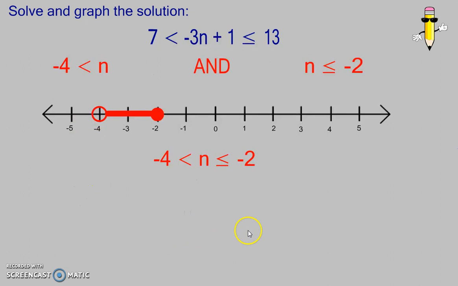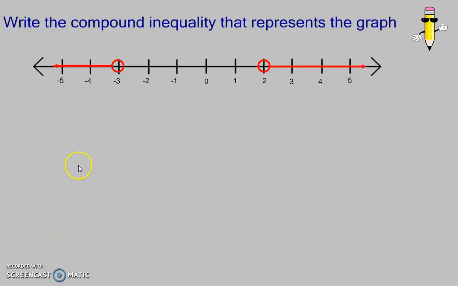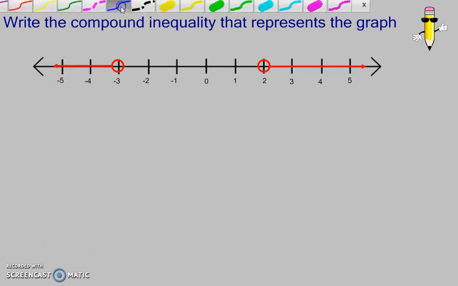Alright, so this is what your solution should look like. Got n in the middle, and then graphed from -4 to -2. Okay, now let's look at compound inequalities with or. Okay, to write a compound inequality that represents this graph.